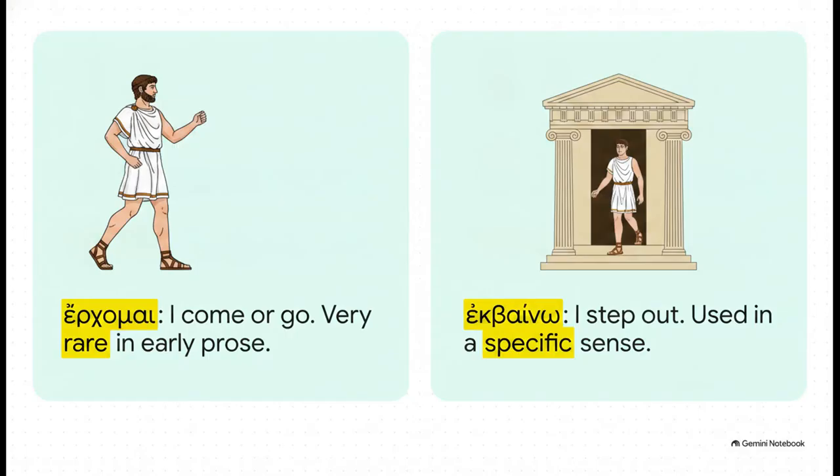Now, here's a really fascinating nuance between two verbs of motion. You might already know the base verb baino for walking or stepping. But here we have ekbaino, used in this very limited, specific sense of stepping out, like literally stepping out of your house to start the day. On the flip side, the uncompounded verb erchomai, meaning I come or go, is actually incredibly rare in early Attic prose. Before the 1st century BC, you almost never find it on its own, without some kind of prefix. It's exactly these little nuances that make reading Greek so incredibly rewarding.